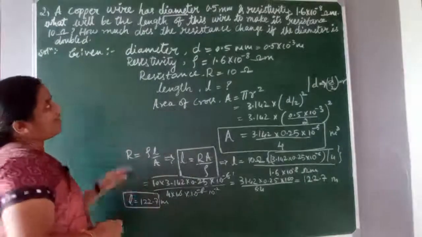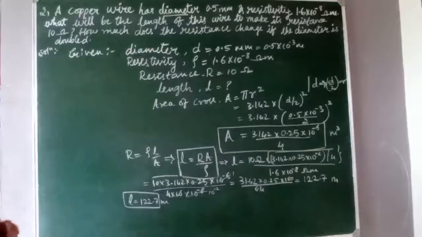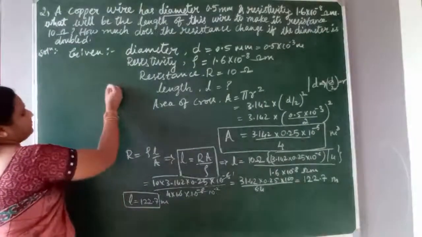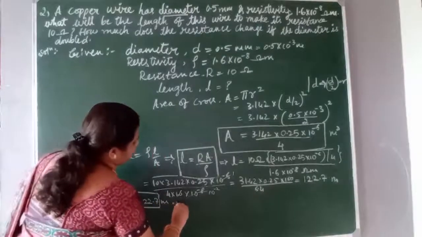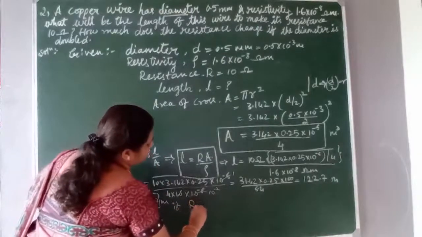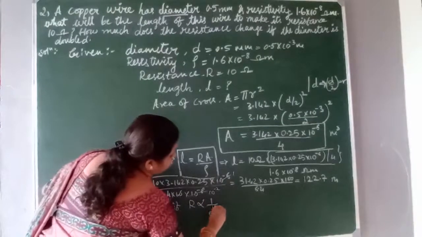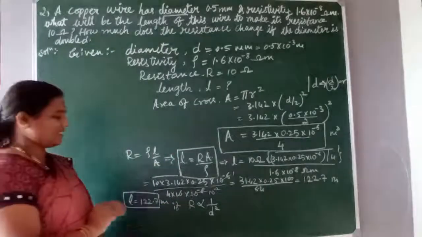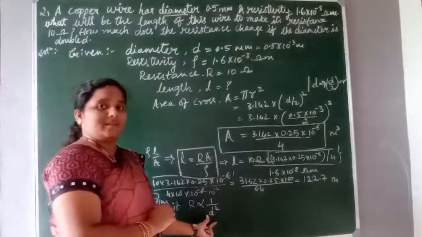122.7 meter. Now what is the next part, children? How much does the resistance change if the diameter gets doubled, isn't it, children? In the theory class we learned that, let me write it here, R is inversely proportional to the square of the diameter, isn't it, children? We learned this in our previous class, because sometimes thickness is also represented using diameter.